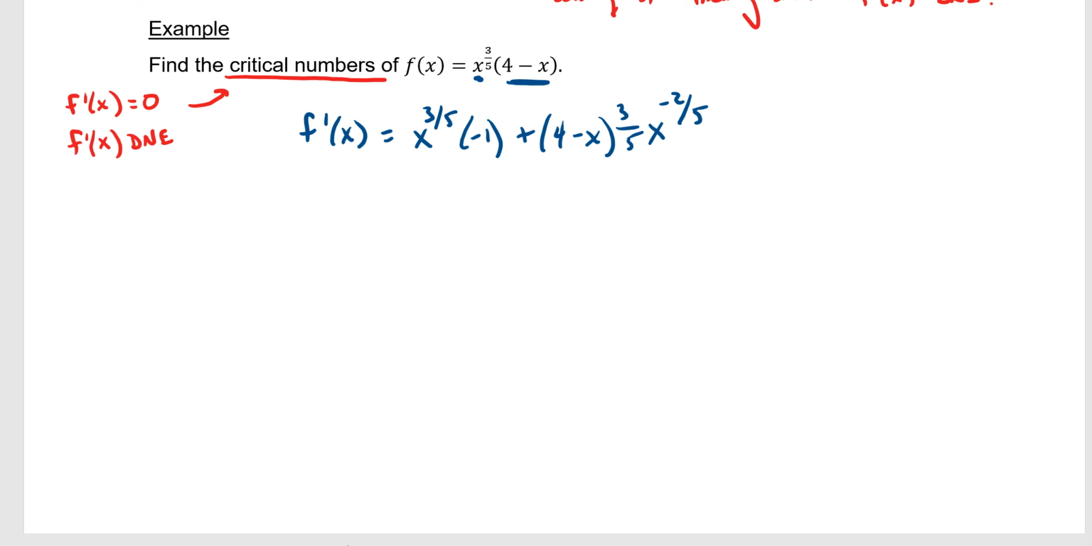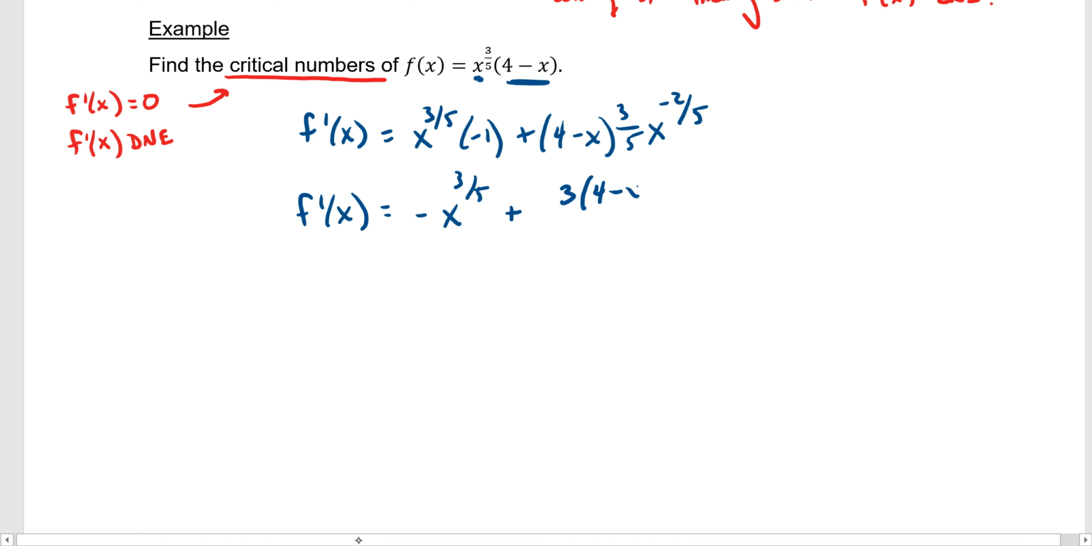And we can simplify that a little bit as negative x to the 3/5 plus, I'm going to write the second term as a fraction here. So 3 times 4 minus x divided by 5 times x to the 2/5. I'm going to make the negative exponent positive by putting it in the denominator.